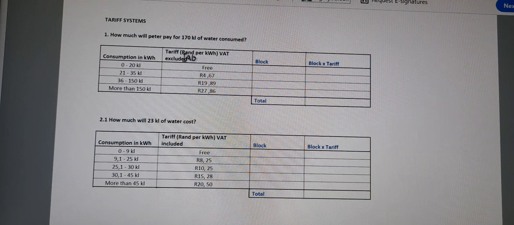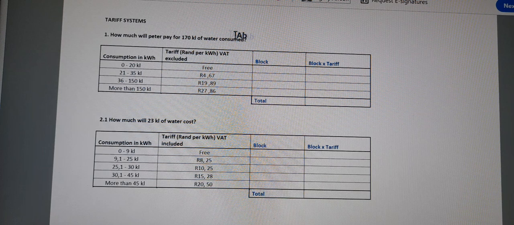So you will be given a consumption and these two columns you will be given. So for you, you need to be able to draw these two on your own. If you can do that, you are done. Okay, that's step number one. Step number two, you need to know what is consumed by whoever is in the question. So in this one, it's 170 kiloliters.